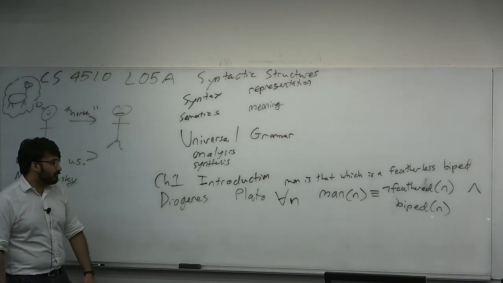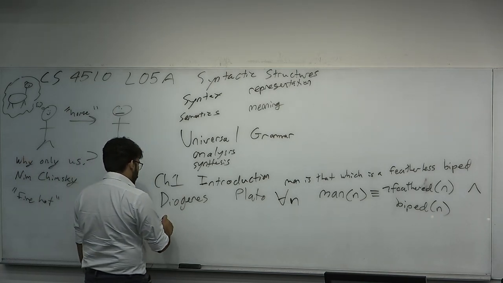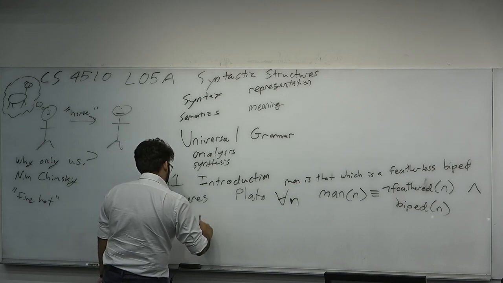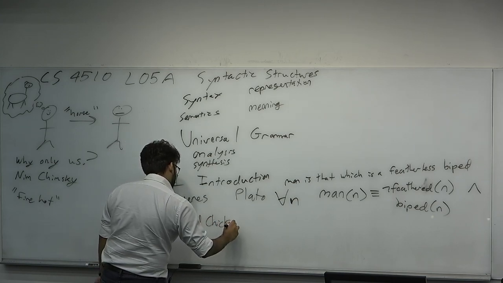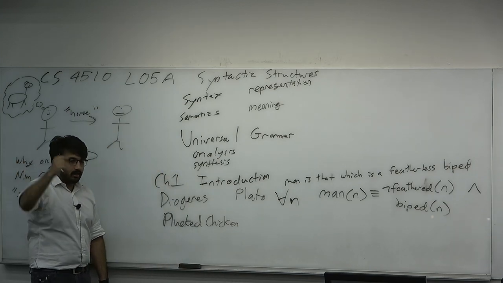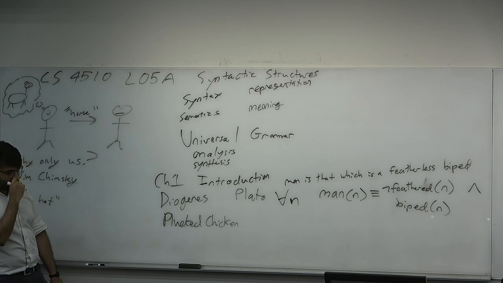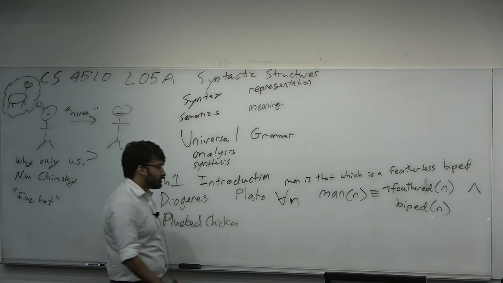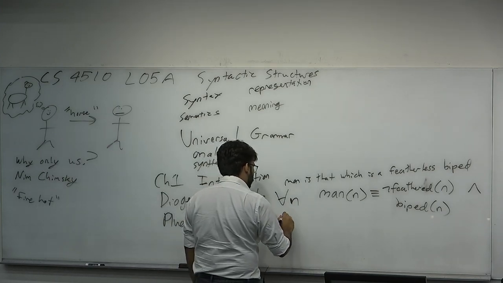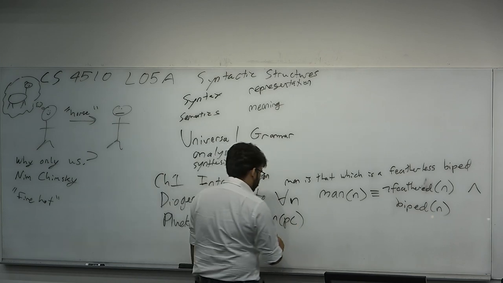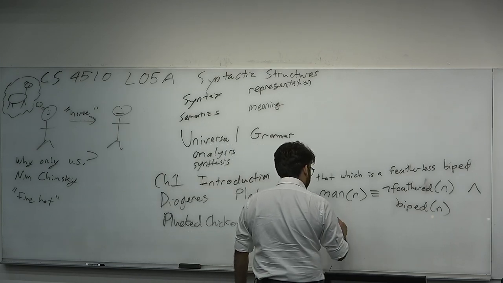Diogenes famously crashes the party and he holds up a plucked chicken. He raises a plucked chicken and he says, "Behold, a man." Now, what Diogenes has really done here is provide a counterexample to Plato's definition. Is a plucked chicken a man? No. Is a plucked chicken featherless?